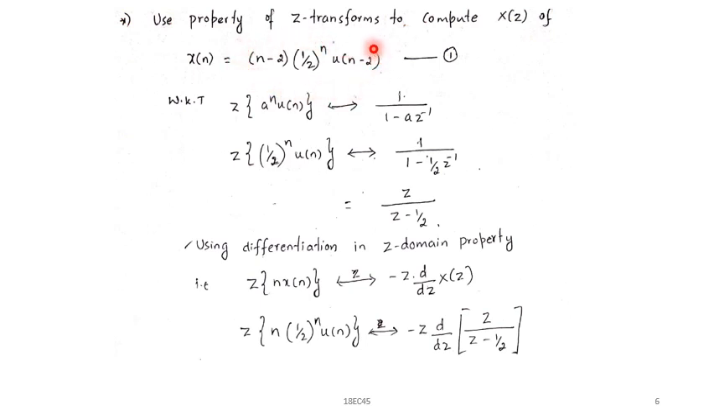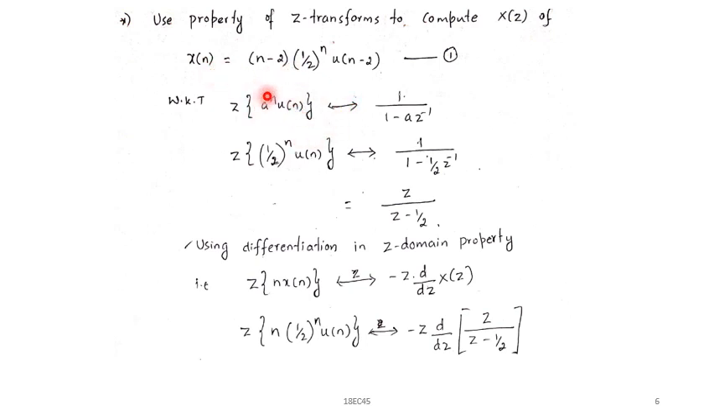Here I'm using multiple properties. One is the time shifting property. Another one is the differentiation property. And the third one is the scaling property also. So three properties I'm using to compute the z transform of this x of n.